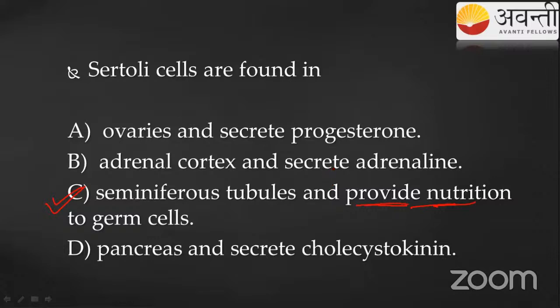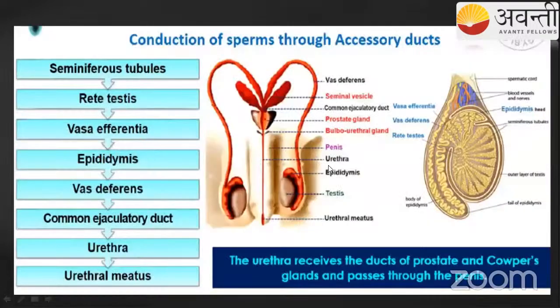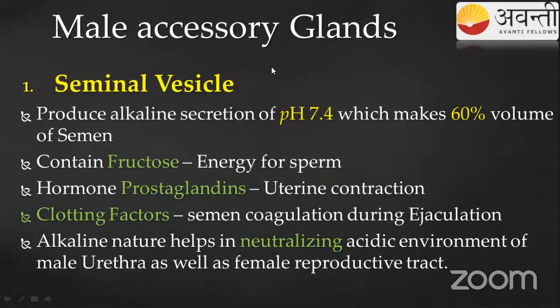Okay, coming to the next thing, guys, we already discussed this slide. This is a flow chart of the transport of sperm. Starting from the seminiferous tubule, it goes toward the rete testis, after that the vasa efferentia, after that the epididymis, after it is transported through the vas deferens and goes toward the ejaculatory duct, after that the urethra, and it is released from the urethral meatus. Okay, so this thing we already discussed in the last session.